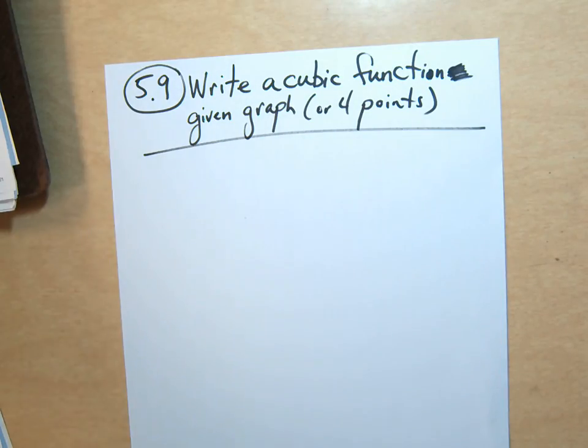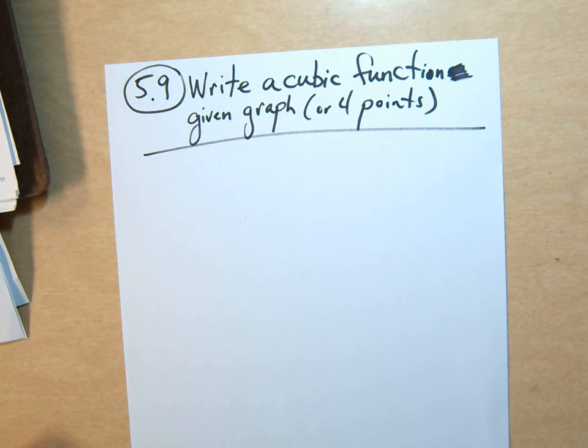Section 5.9, writing a cubic function. Even though we've looked at 5th degree and 6th degree functions and we've solved them, found the zeros, and factored them, as far as finding an equation, we're going to just stick to cubic functions. And so let's think about how many points we need to do this.